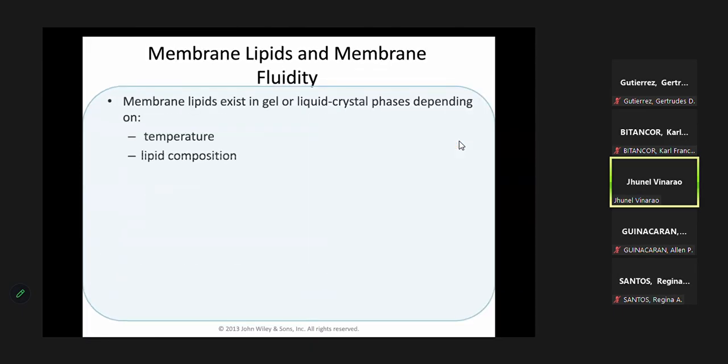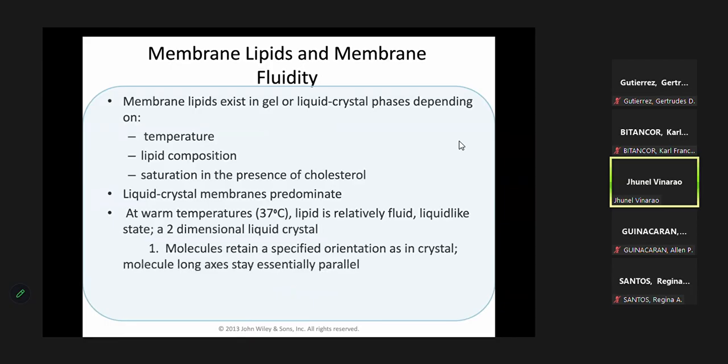What else? So membrane lipids exist in gel, so their consistency, right? It's like an olive oil. They exist in gel or liquid crystal phases depending on these factors: temperature, lipid composition and saturation, and the presence of cholesterol.